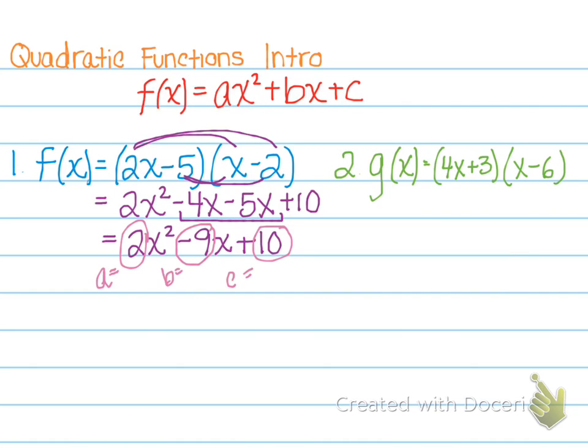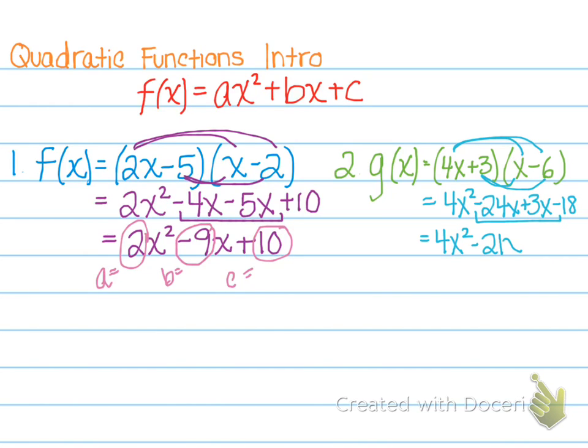In our second example, we're going to have to do the same exact thing. So we're going to FOIL. 4x times x gives you 4x squared. 4x times negative 6 is minus 24x. 3 times x is 3x. And 3 times negative 6 is minus 18. Again, the two middle terms are like terms. That's what we call our linear terms since they're with x. And so our final quadratic is 4x squared minus 21x minus 18.